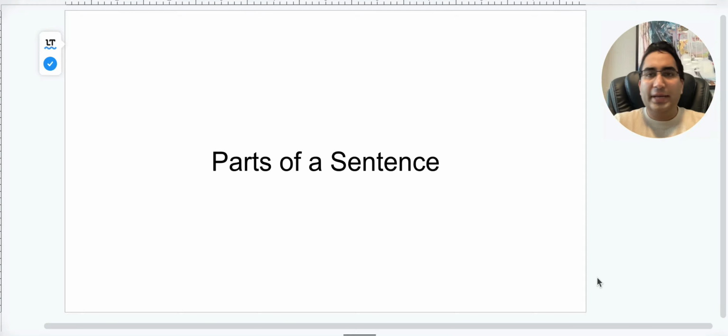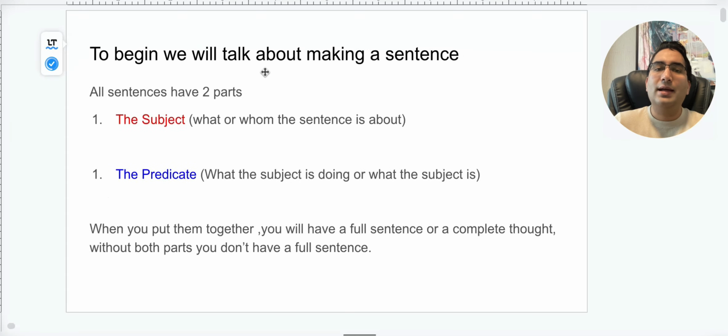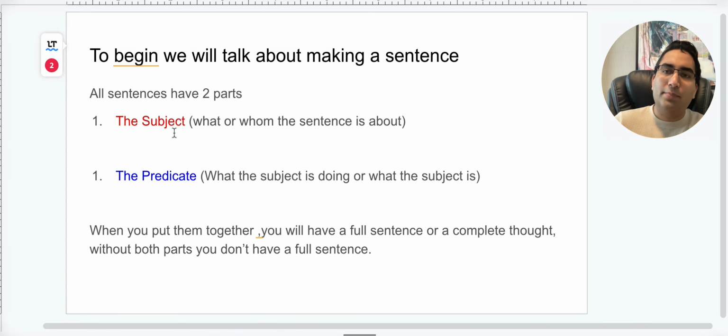When you are learning English, the first lesson in English language and English grammar is parts of a sentence. Now, what are these? Parts of a sentence can be broken into these areas: nouns, verbs, objects, adjectives, adverbs, determiners, prepositions, and conjunctions. But before we get into that, before we understand nouns, we gotta understand what the subject is and what the predicate is, and this is what this first lesson will aim to do.